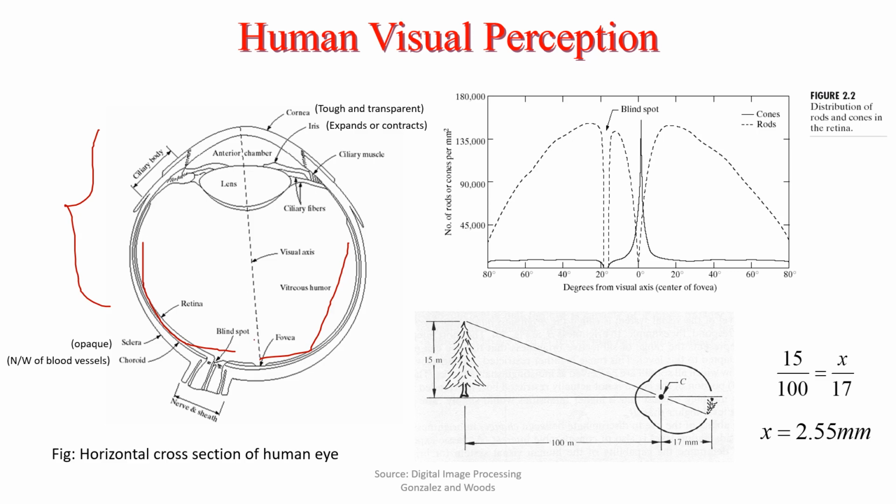Cones are located in the fovea. This is called the fovea. Each cone is connected to a nerve end, and cone vision is called photopic or bright light vision. The other receptors are known as rods, which give the general and overall picture of the field of view and are not involved in color vision.